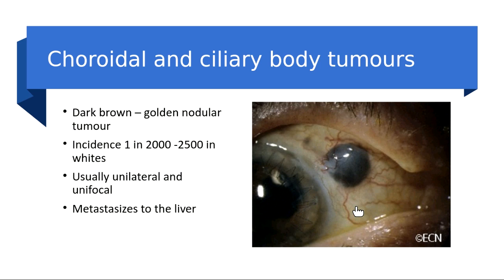All right, so it's a dark brown golden nodular tumor. Incidence is 1 in 2,000 to 5,000. It's usually unilateral and unifocal, and unfortunately, can metastasize to the liver and kill you.